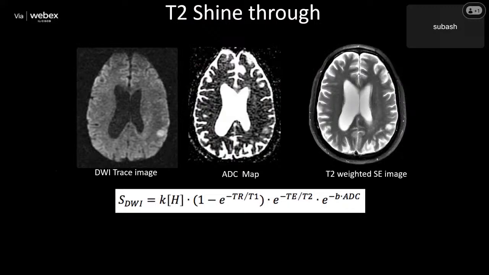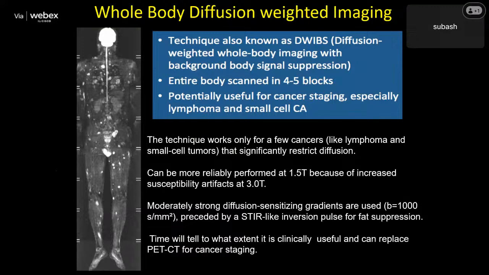When you get an ADC map, you can see this is not that bright. So that means this area doesn't have so much restricted diffusion. Otherwise, you will be misled by thinking it is very, very restricted diffusion. So it is not so much restricted. So your diagnosis will be entirely different when you have this T2 shine through. And you have to create ADC map if you want to look at these things carefully.